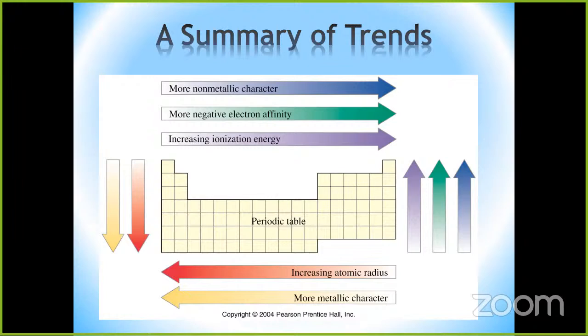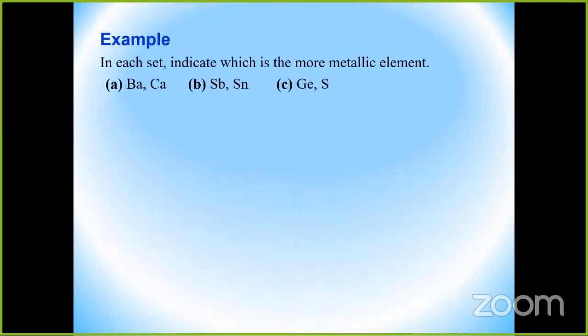Okay. All right, so in fact, here's an example right here. So this question says, indicate which is the more metallic element, right? Now remember, the trend is going down, more metallic in a group, right? Going from right to left, more metallic in a period, all right? So calcium and barium, which one is more metallic, based on their positions in the periodic table, that is?